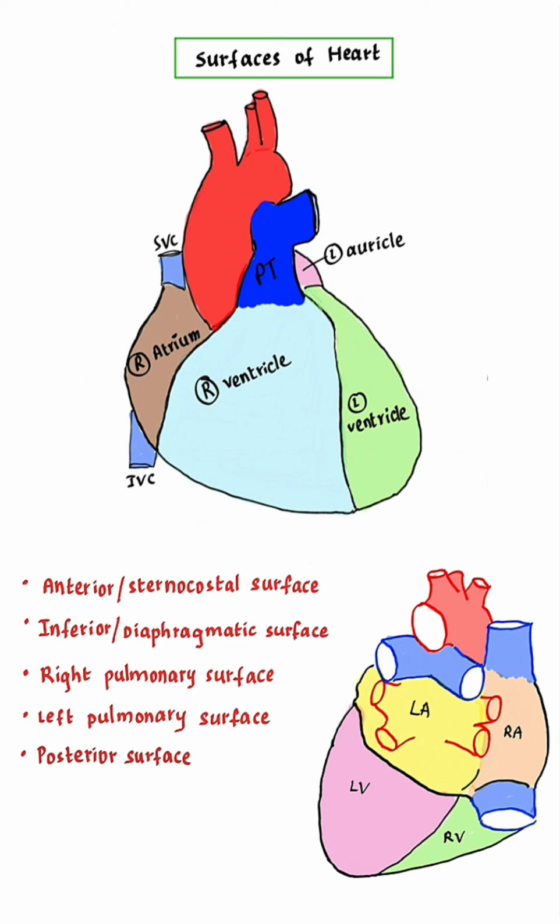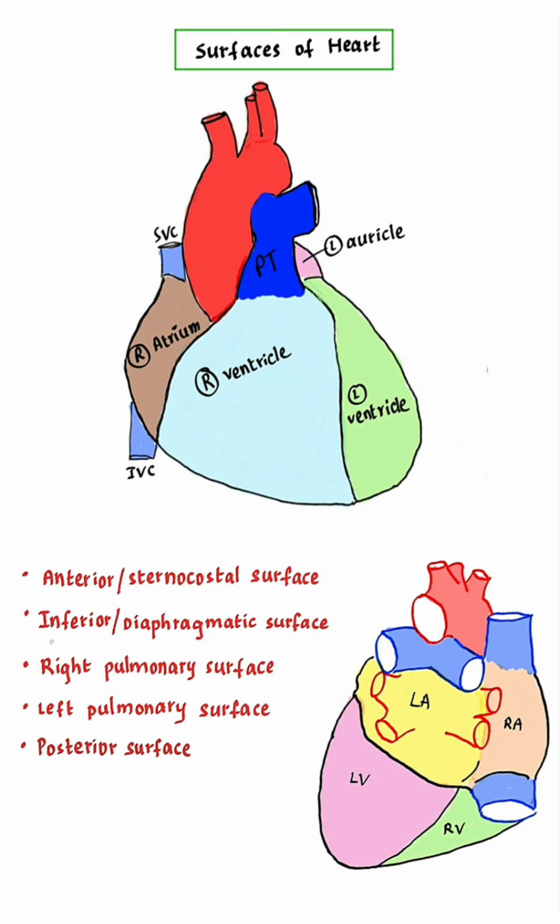Surfaces and borders of the heart are given differently in different textbooks. I have taken my reference from Gray's Anatomy. Surfaces of the heart. There are five surfaces: anterior or sternocostal surface, inferior or diaphragmatic surface, right pulmonary surface, left pulmonary surface, and posterior surface. The posterior surface is also known as the base.